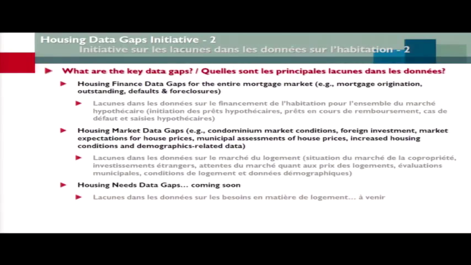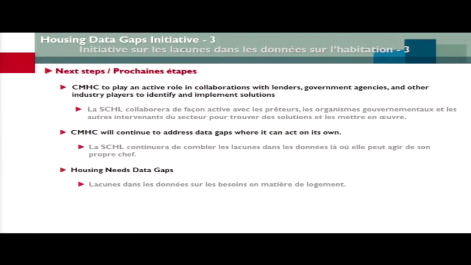Like I said, housing needs data gaps are coming soon. I think the next slides, we'll be talking about that in a couple of minutes. So our plan right now is to continue our active role with the different groups, federal departments, lenders, banks, anything like that, because we're now concentrating on housing finance and the housing market. We will continue to address data gaps on our own where we can, but most of the time it will be with the help of other groups, Statistics Canada being one of them, obviously.